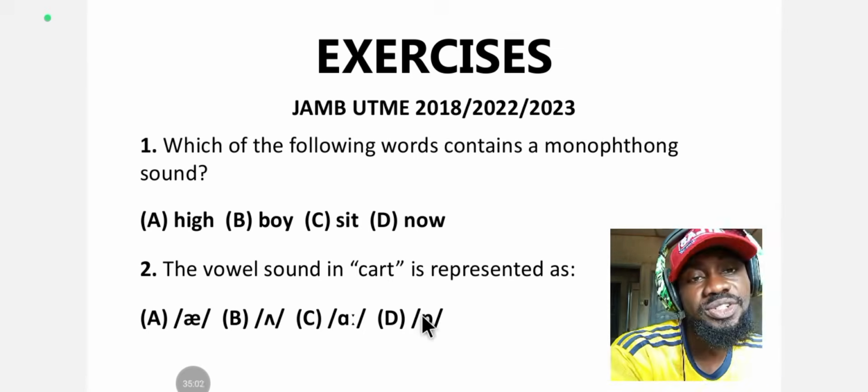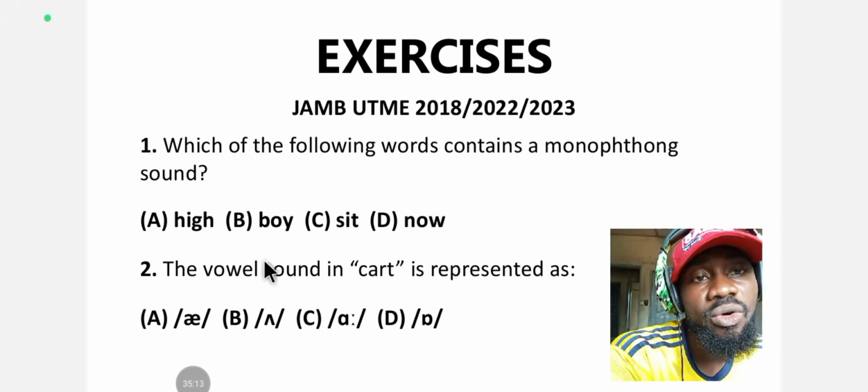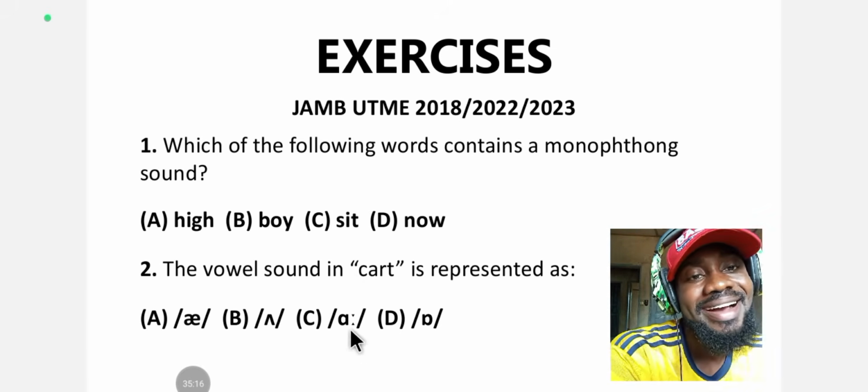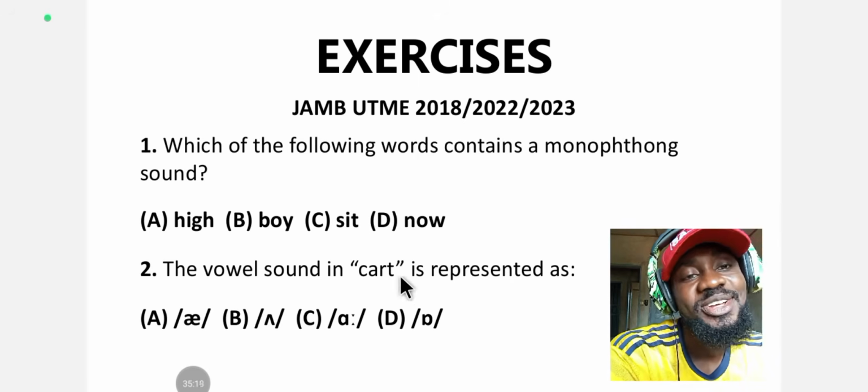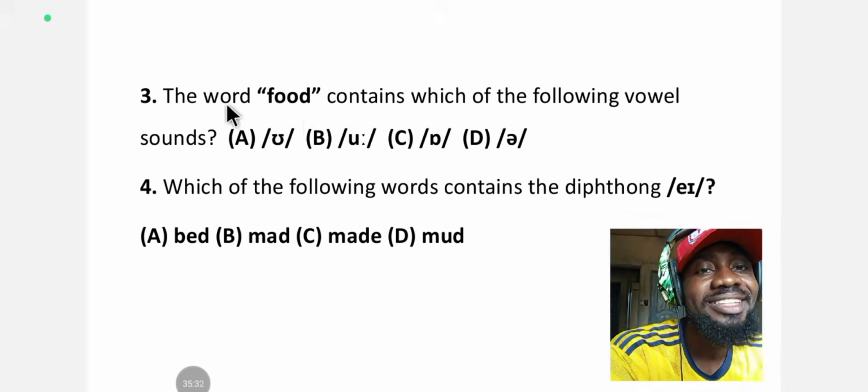What's your answer? You answered right. The correct option is C. So this is pronounced cart. Cart. Number 3. The word food contains which of the following vowel sounds?